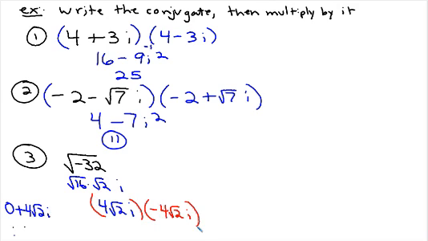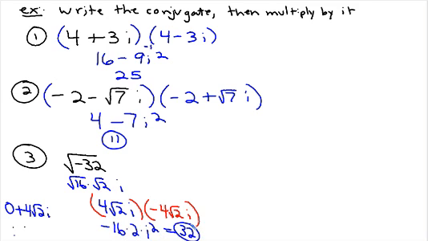All right? So it's going to be negative 16 times 2 times i squared. So that's going to be negative 32 times negative 1. It's going to be positive 32.